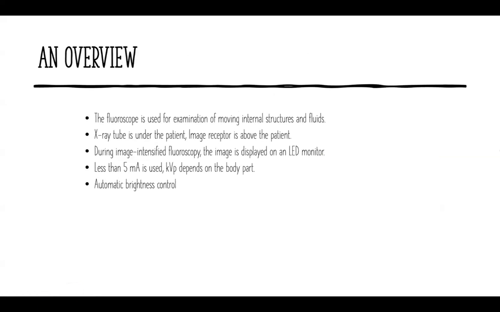So an overview of fluoroscopy: it's used for examining moving internal structures and fluids. We kind of touched on that. The difference between fluoro imaging and our regular imaging in stationary rooms is that the X-ray tube is under the patient and our image receptor is above the patient, whereas in our traditional X-ray rooms, our X-ray tube is above the patient and the image receptor is below the patient. So they're switched.